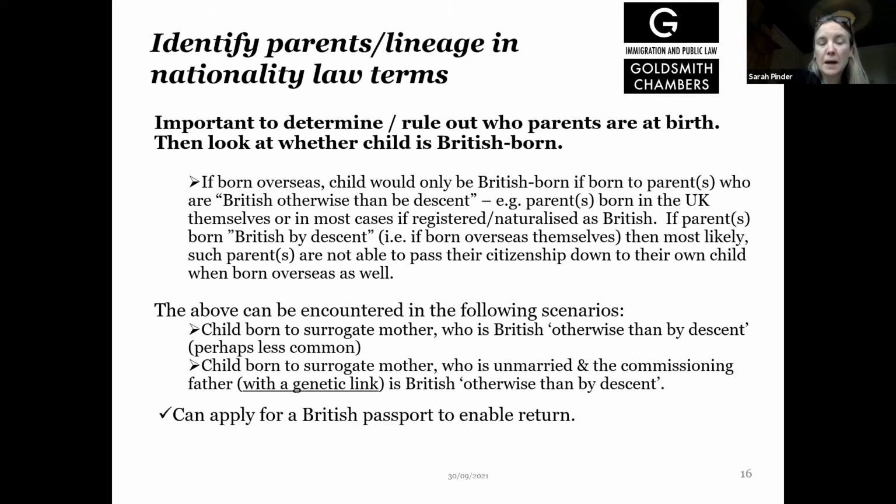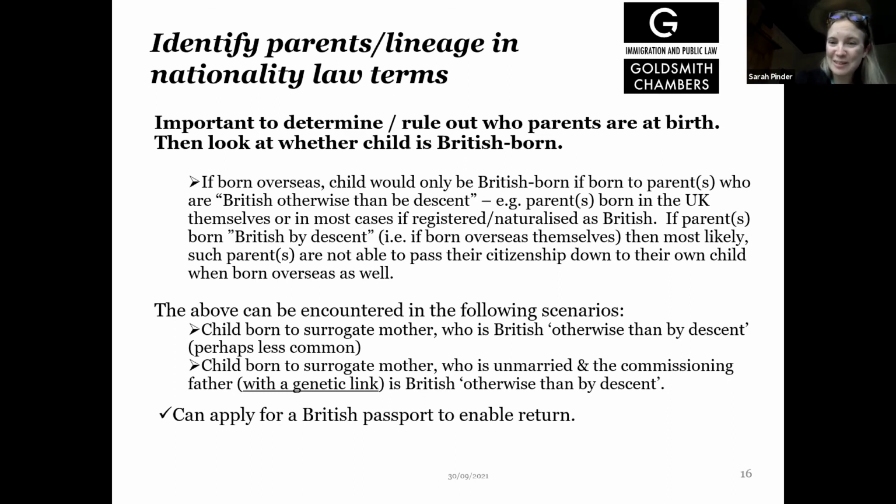But aside from that, the other more perhaps common scenario is where the child is born to the surrogate mother who's completely unrelated to the intended parents, but that importantly, that surrogate mother is unmarried. So the spouse of the surrogate mother, you know, it doesn't come into the picture here because there isn't one. And then the focus can be on the commissioning father, so the intended parent father, who again, importantly, has a genetic link to the child.